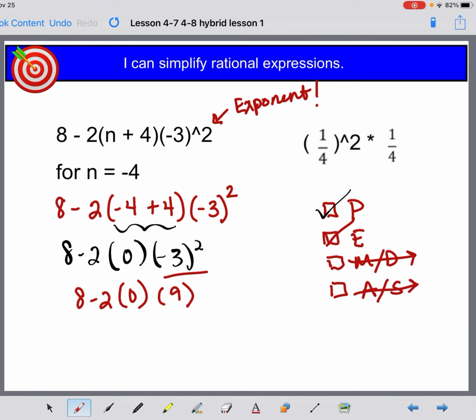Next, do not take 8 minus 2. Next, you need to multiply or divide from left to right. So I need to take 8 minus 2 times 0, which is 0.